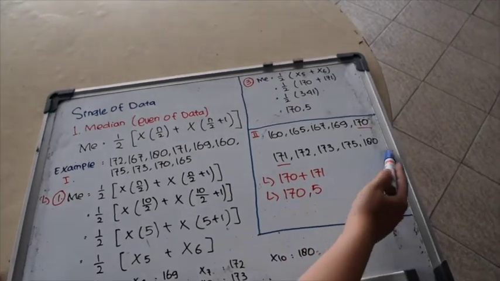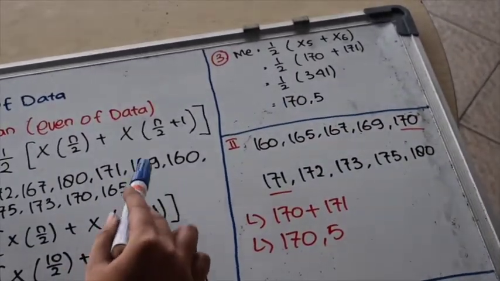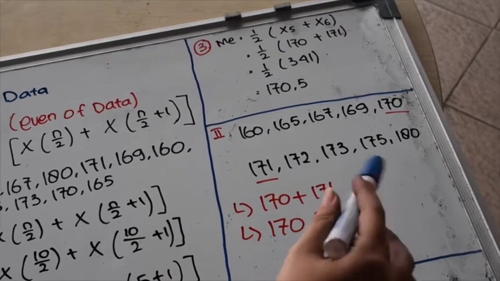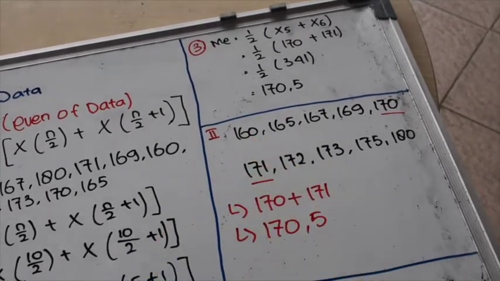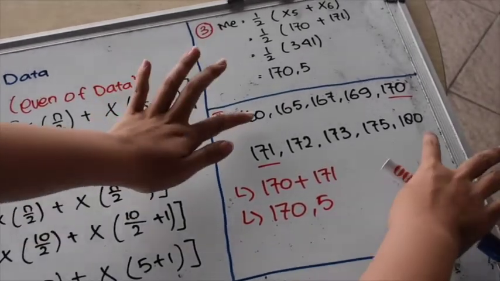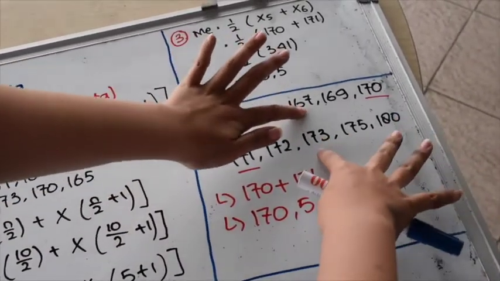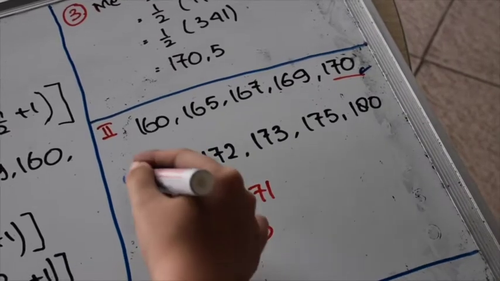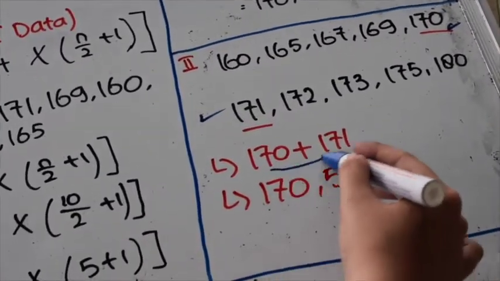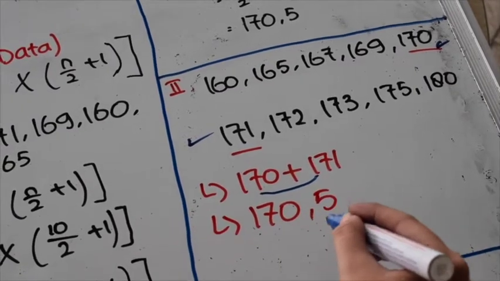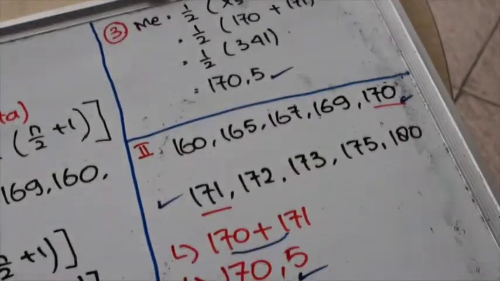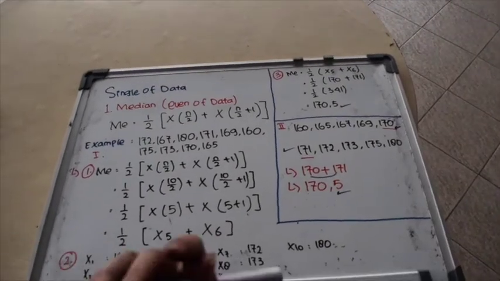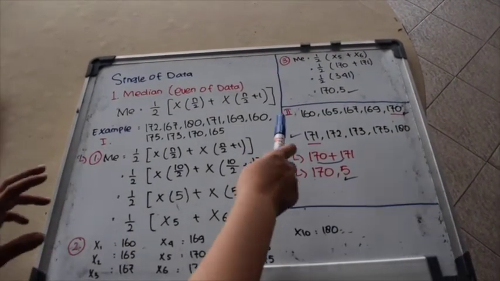This is the same data, but the difference is we should sort the data first, and after the data is sorted, we should find the median like this. It's 1, 2, 3, 4, and 5. So we get 170 and 171. We add them and get 170.5. It's the same as when we use the formula. That is all of the steps. It is up to you which one you want to choose, step 1 with the formula, or step 2.